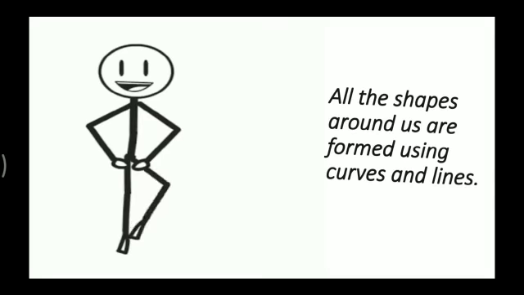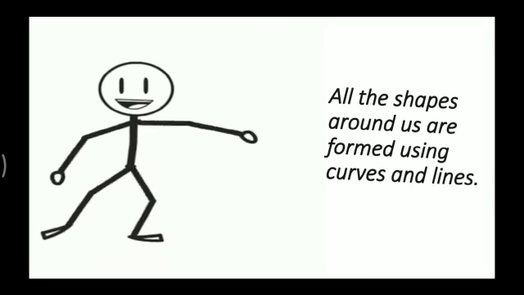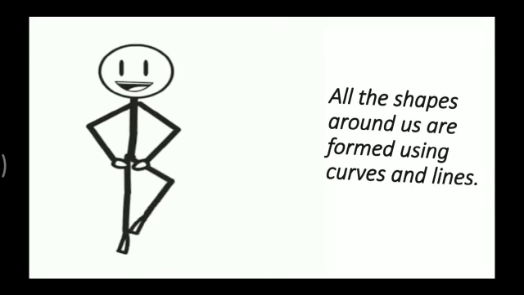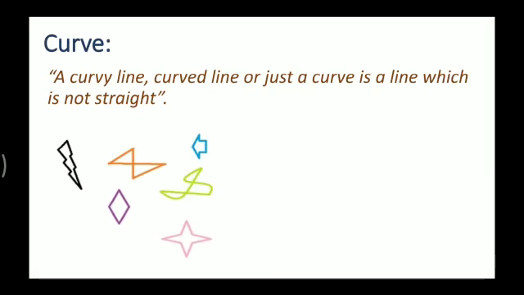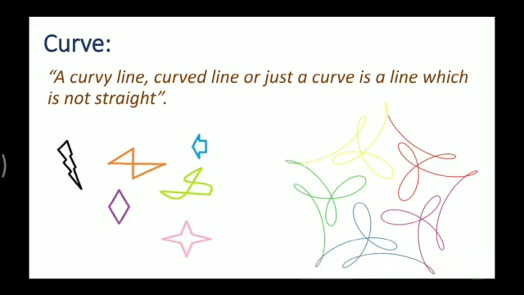All the shapes around us are formed using curves and lines. So, what is a curve? A curve, a curvy line, curved line, or just curve, is a line which is not straight. In simple terms, it can be any line which is somewhat bent. It is important to know that curves hold different definitions as per different disciplines of mathematics. So there are various types of curves.